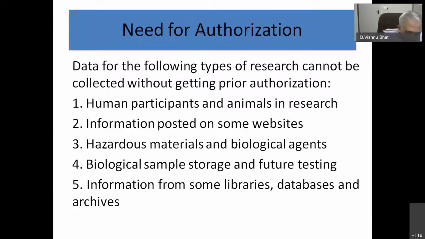So information you take from another source like databases, libraries, for everything you have to take permission. Otherwise it will amount to plagiarism.